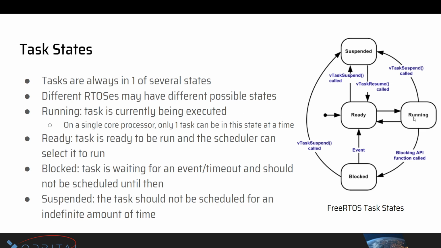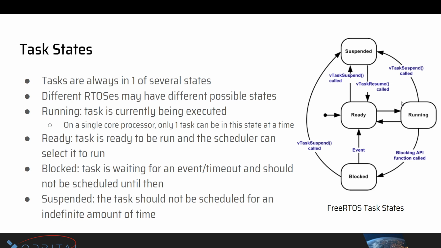First one is running. There's only one task that can be in this state at a time if you're running on a single core processor. Because remember, like I mentioned, even though the tasks are running concurrently, only one task is actually taking up the CPU time at a time. So you only have one task in the running state, which just means that it's the task being executed right now.